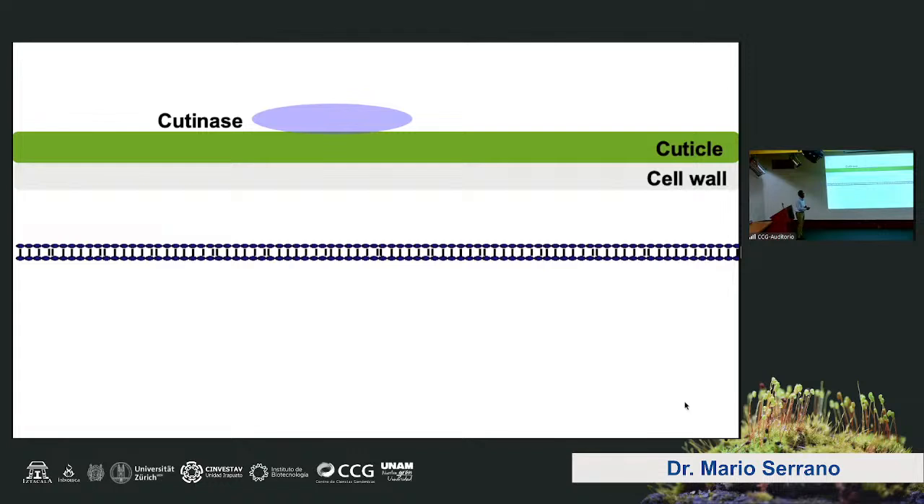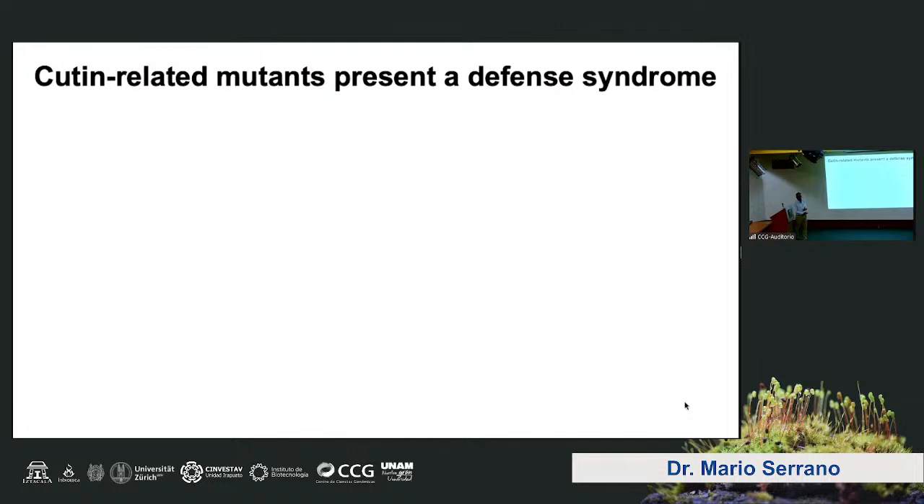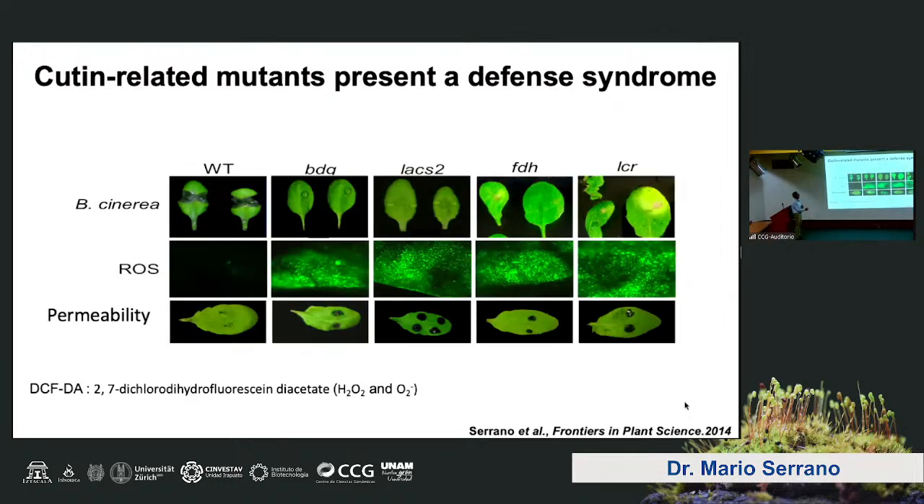The first evidence is that when we apply cutinase, we degrade the cuticle and release the DAMs, and when we apply Botrytis cinerea in the same place, then we have resistance. Another evidence is with the mutants: bodyguard, lacs2, fiddlehead, and lacerata have been very well described as mutants in the cutin-related signaling pathway and biosynthesis. These mutants have these phenotypes: all of them are resistant to Botrytis, and all of them produce more reactive oxygen species. We can detect it with this green color.